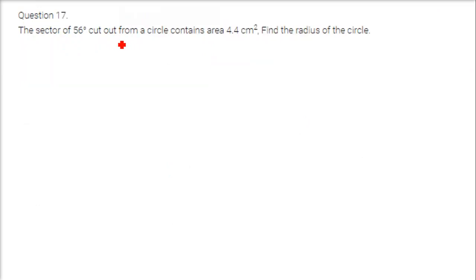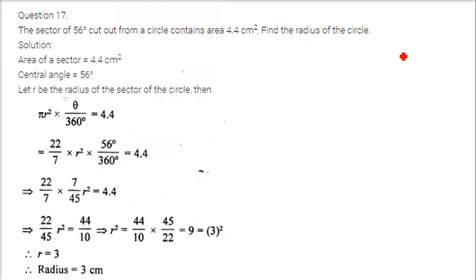A sector of 56 degree cut out from a circle contains area 4.4 centimeters square. Find the radius of the circle. So we have a sector, it has been cut out. This is 56 degree cut out from the circle. It contains, the area is 4.4 centimeters square. You have to find the radius of the circle.